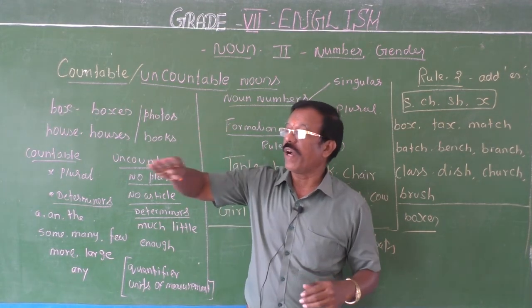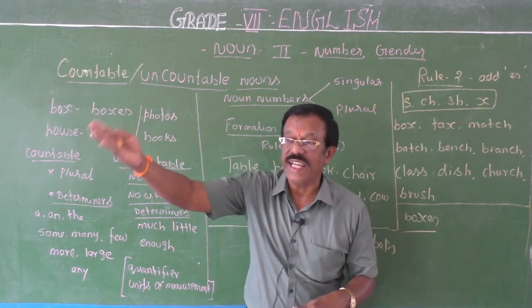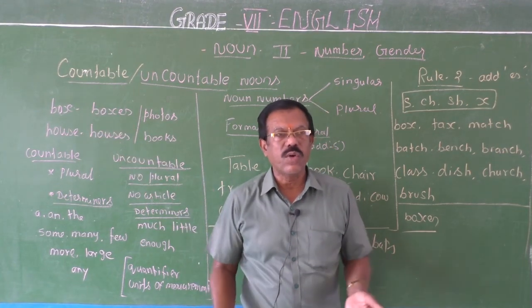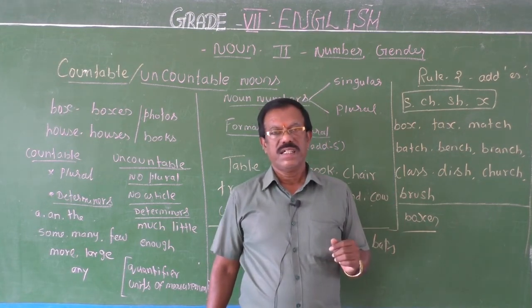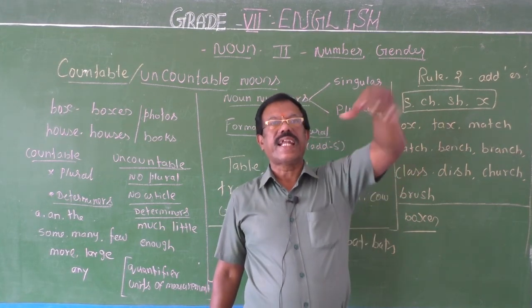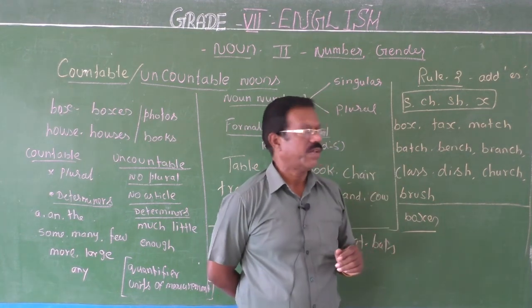Branches. You can find many branches. This tree has many branches. Our school has two branches. Class, classes. We have 10 classes in the ground floor.